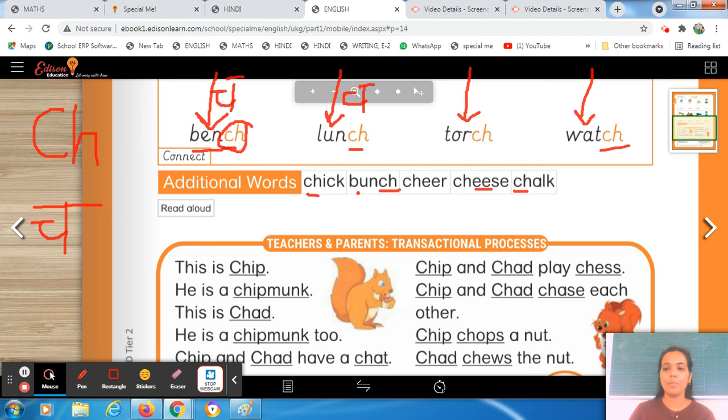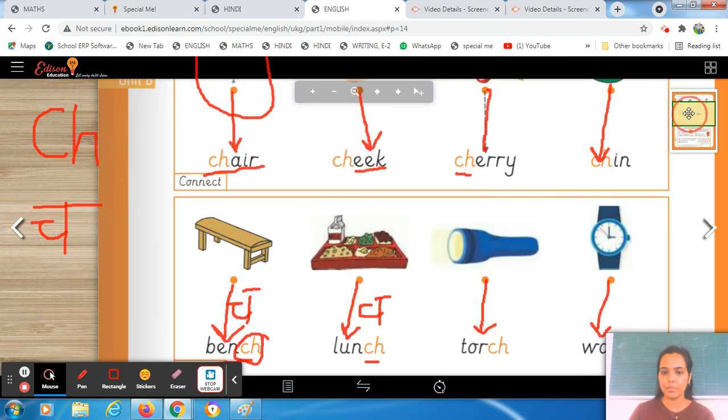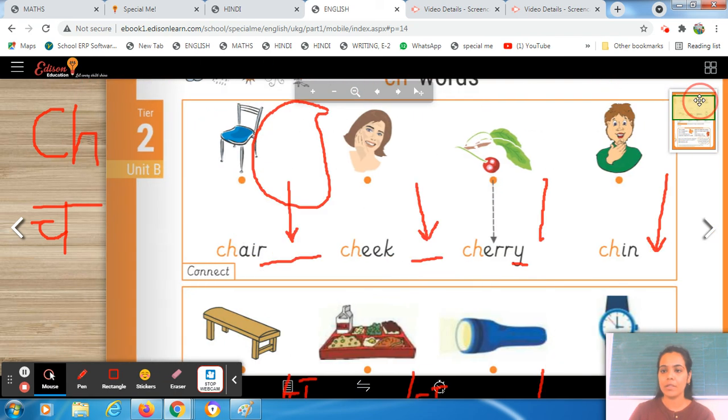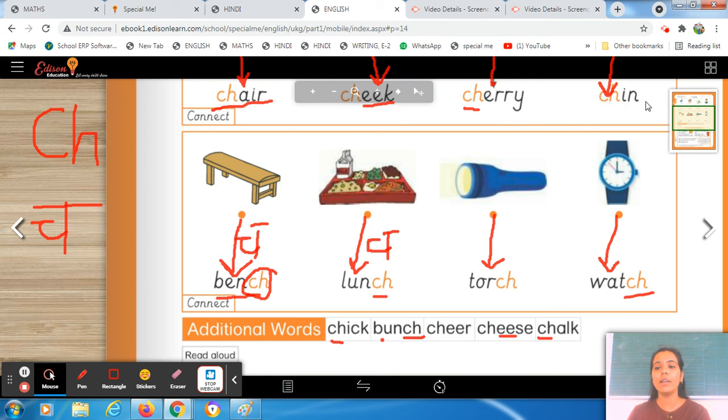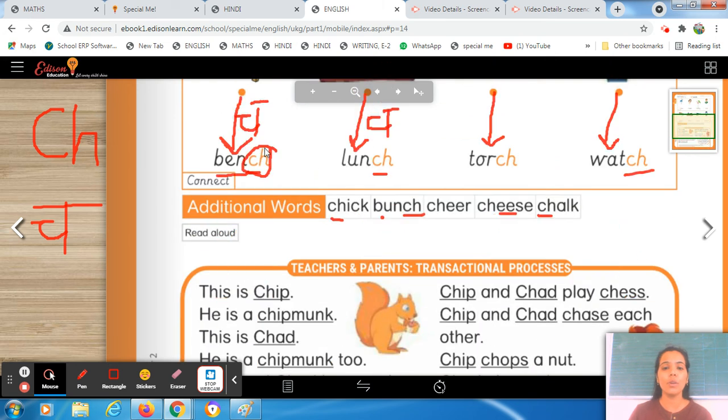Before starting your creative work, let's have a quick revision of all your words. This one is ch, air, chair. Ch, eek, cheek. Next, ch, erry, cherry. Next, it's ch, in, chin. You don't have to look at the picture, hide the picture and only try to read the word. This one is bench, bench. Next, lunch, lunch.